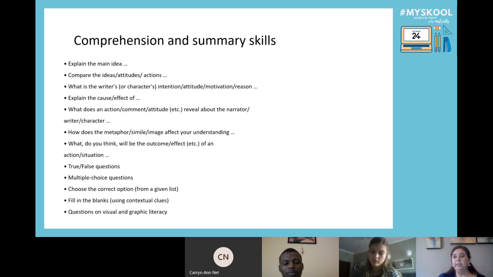In a text, they're not going to say the main idea of the text is this. You have to be able to read the text and then gather what the main idea is yourself. Compare the ideas, attitudes, or actions. When you have to compare something, you state similarities and differences, like we just discussed. What is the writer's or character's intention, attitude, motivation, reason?